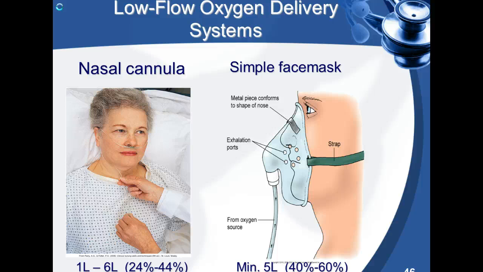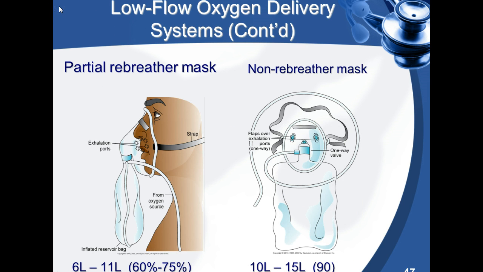I would ask you guys to make sure that you memorize those numbers and make a note of how these things are supposed to be delivered. Then you have what they call the partial rebreather mask, which is 6 liters to 11 liters, 60% to 75%. Then you have the non rebreather mask, which is 10 liters to 15 liters, or 90 percent. Low flow oxygen delivery systems.